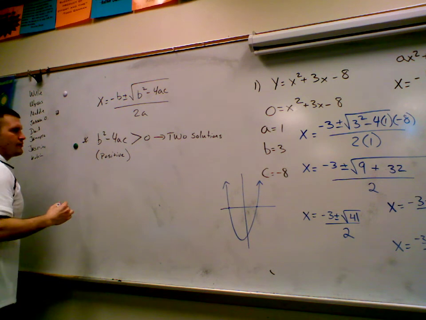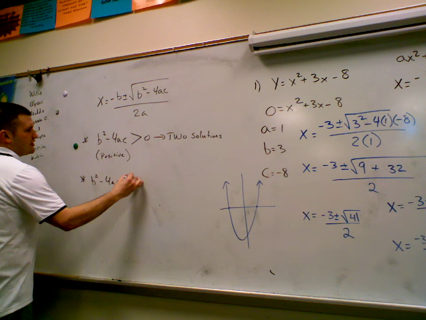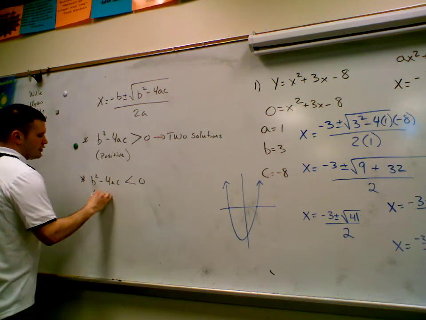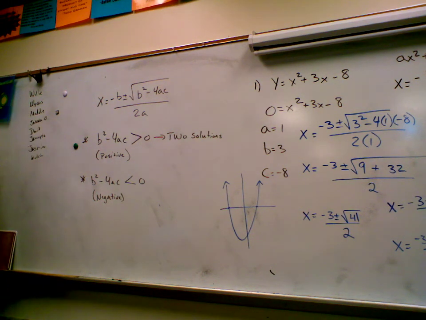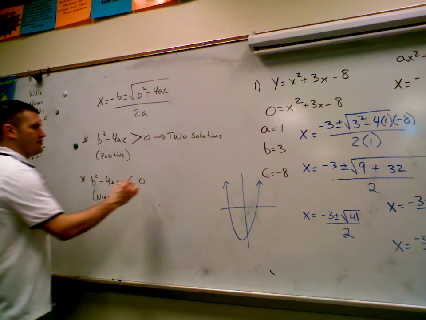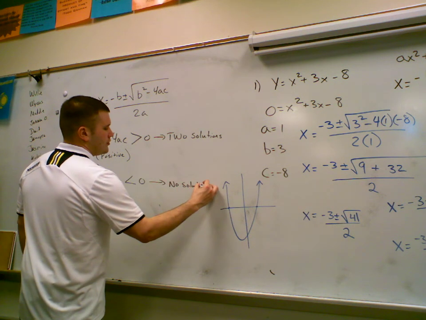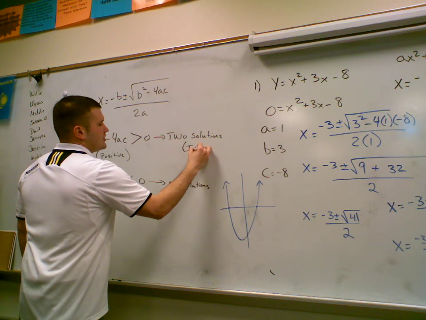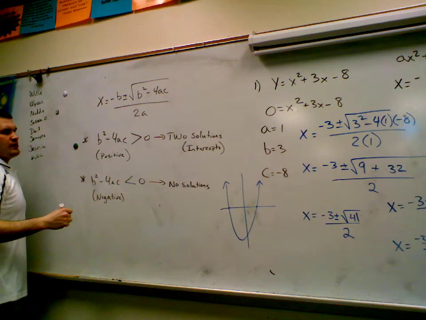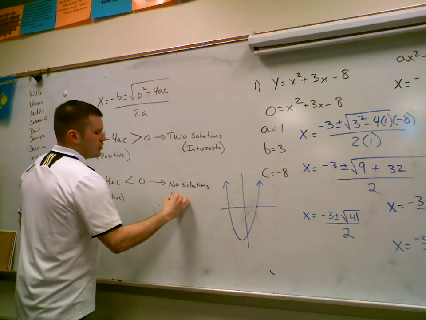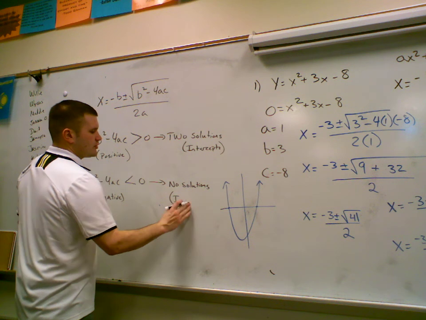Okay. If b squared minus 4ac is less than 0, that means it is negative under the radical. How many solutions did we have? None. When I say solutions, guys, it also means intercepts. So if it's positive, we have 2 intercepts. If it's negative, we have no intercepts.